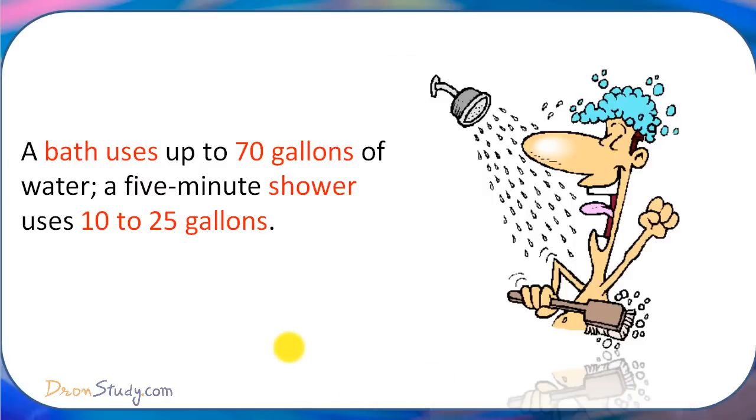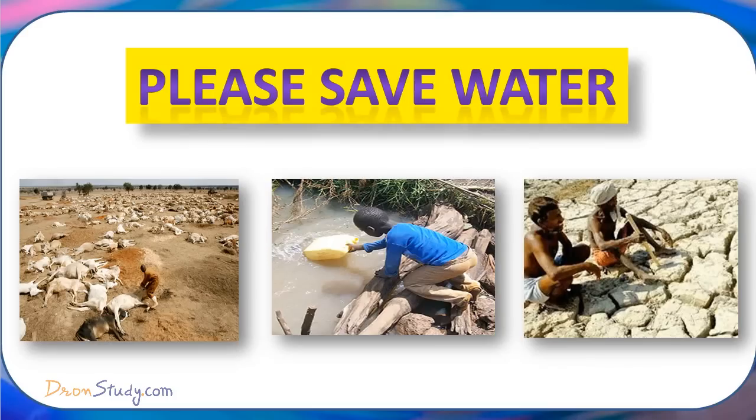This one is for all of us. A bath uses up to 70 gallons of water. A 5-minute shower uses 10 to 25 gallons of water, and this is too much. So next time when you like to have a gala time in shower and all the thinking in shower, please keep it in mind that water is very precious and we must conserve it for that 1 billion people who are drinking water with feces and who are drinking contaminated water. Please save water. Education does not only mean having good marks or having good jobs. It means having awareness regarding the issues of our world and trying to solve them.